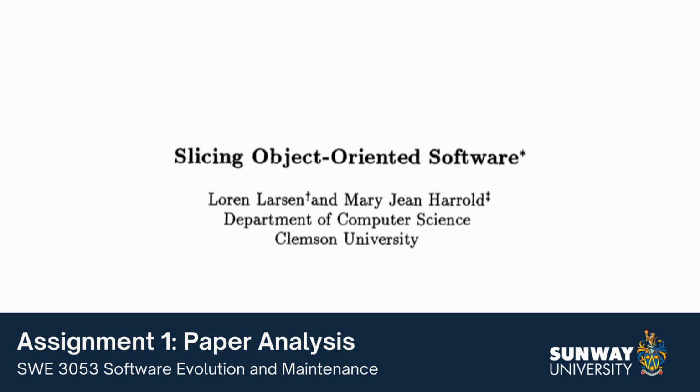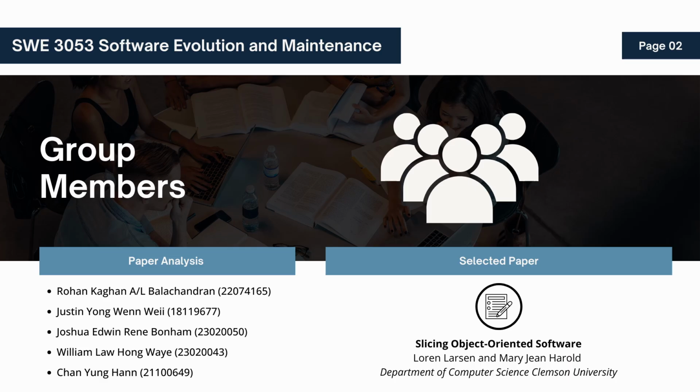For this assignment, our group has chosen to analyze the paper titled Slicing Object-Oriented Software, which was authored by Loren Larsen and Mary Jean Harrold from the Department of Computer Science at Clemson University. Our team consists of 5 members: Rohan, Justin, Joshua, William, and Marcus.